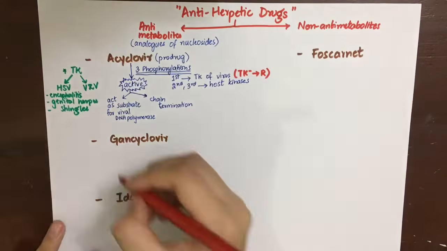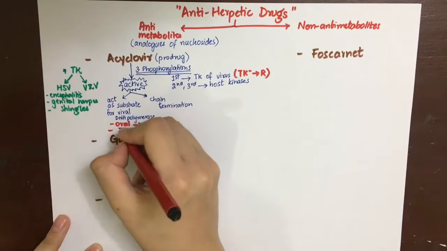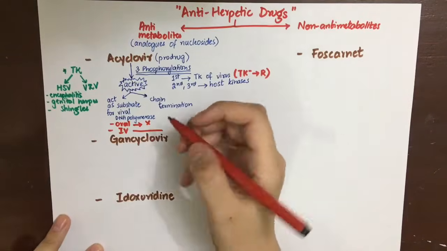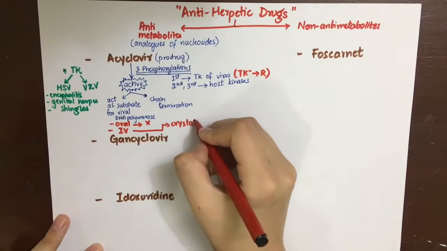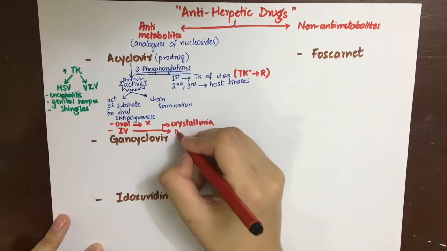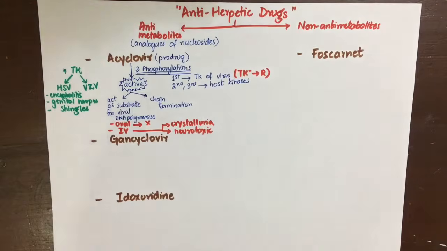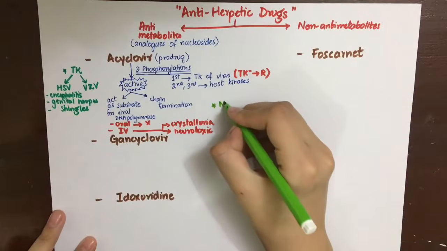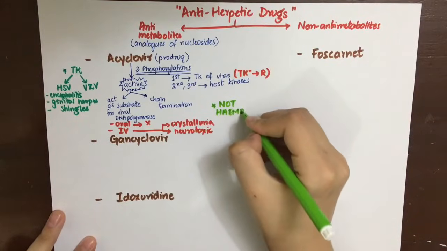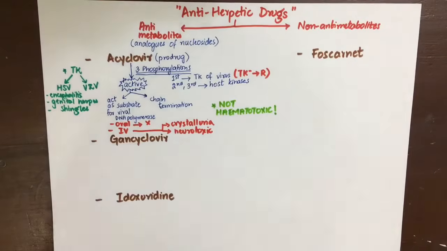On oral administration, Acyclovir does not have that many side effects, but on IV administration, it can cause prominent crystalluria and neurotoxicity. But one thing that is good about Acyclovir is that it is not hematotoxic. Now, the reason for that is because it needs the first phosphorylation from a viral enzyme, right? So it cannot get converted into its active form in normal bone marrow cells, say. That's why it is not hematotoxic.